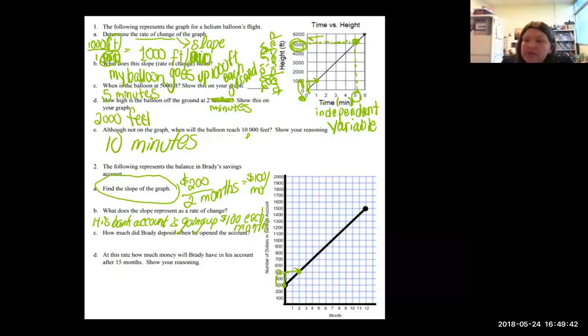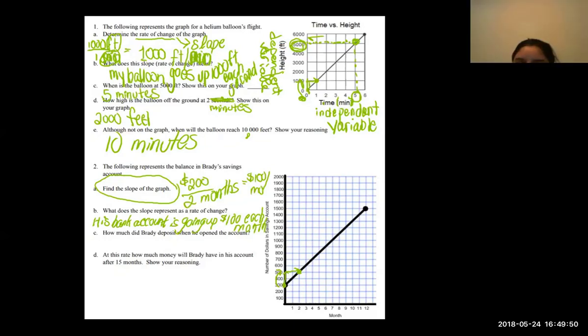So now this is an interesting question. It says, how much did Brady deposit when he opened the account? How much? 300. Brilliant. How'd you know that? Because it starts at 300. Your y-intercept or your starting point absolutely is 300. Right there we can see that at month 0, at our starting point, we were at $300. That's where our graph started.